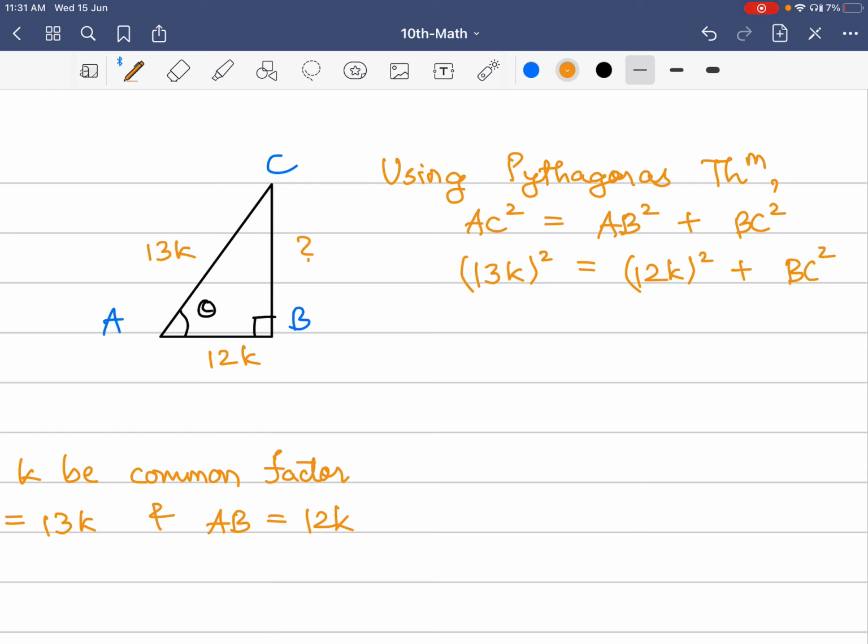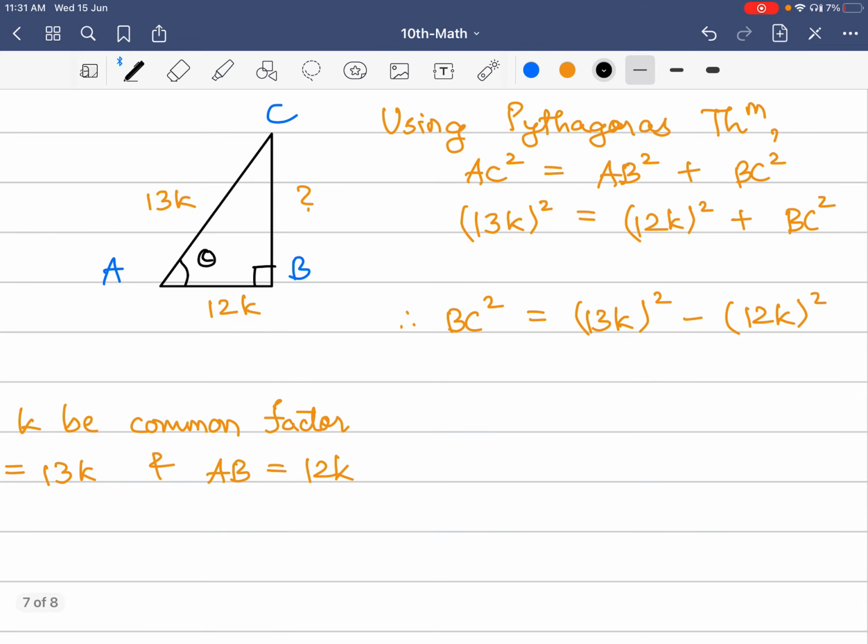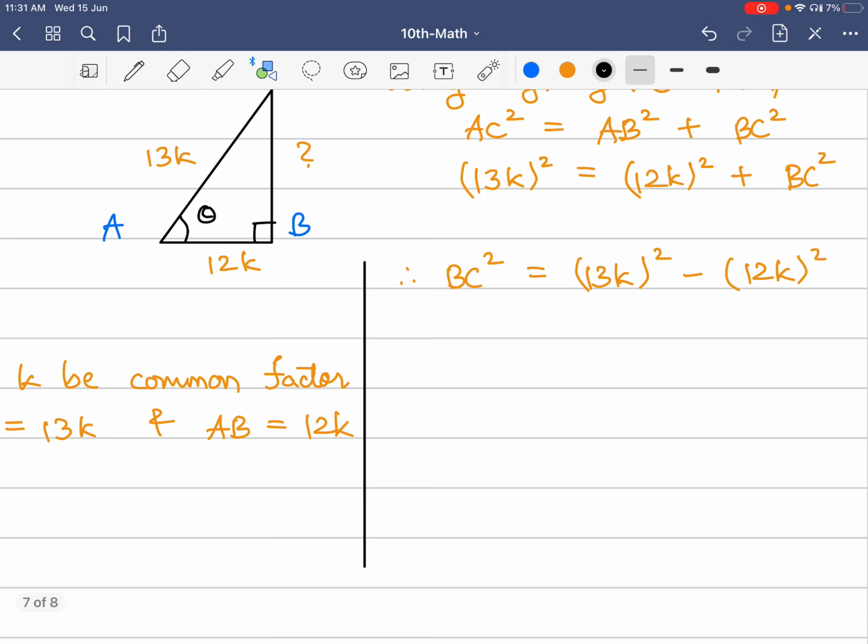BC is what we have to find out, and therefore I am going to rearrange. BC square is equal to 13K square minus 12K square. Now here we are going to use the identity. I don't have a space, so let me draw a line here. So I'm going to use the identity.